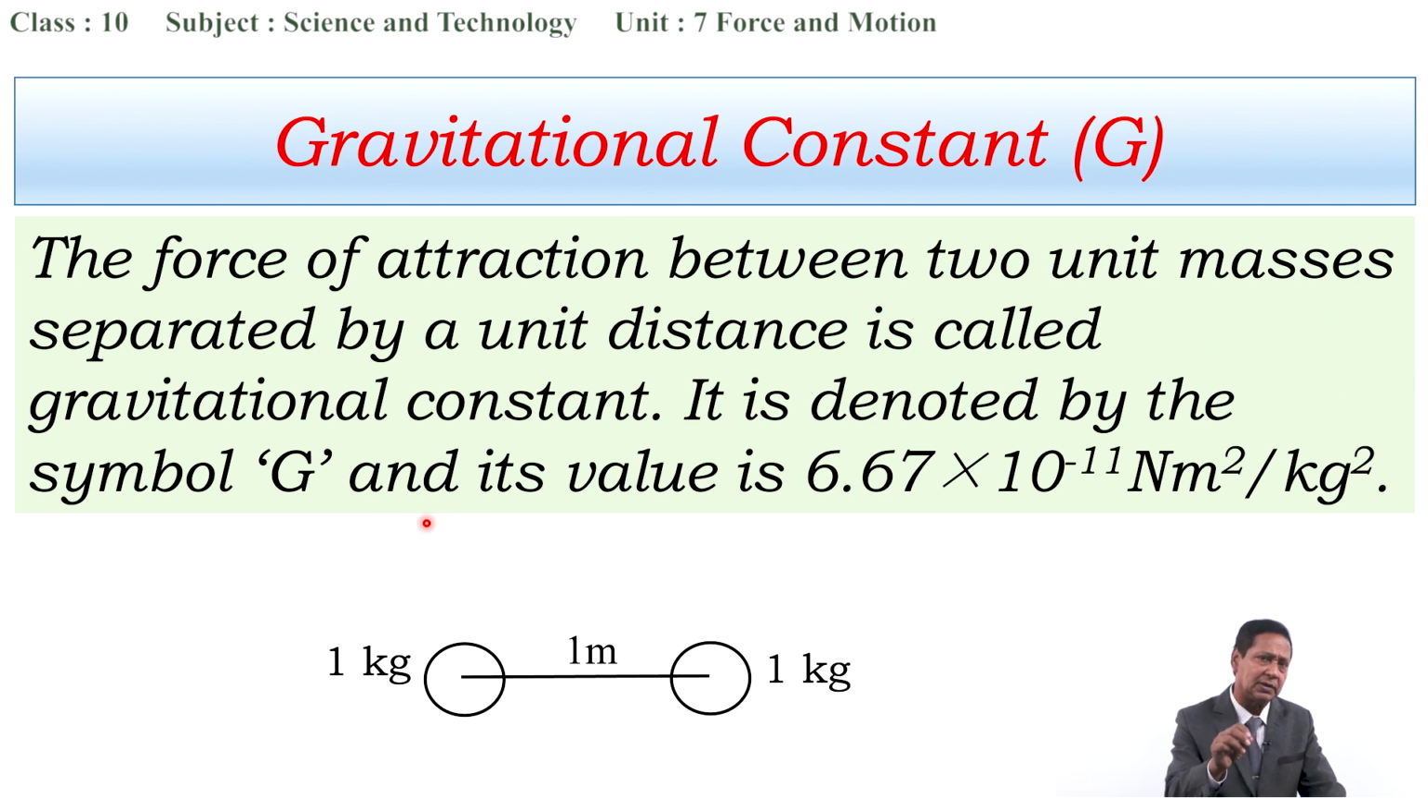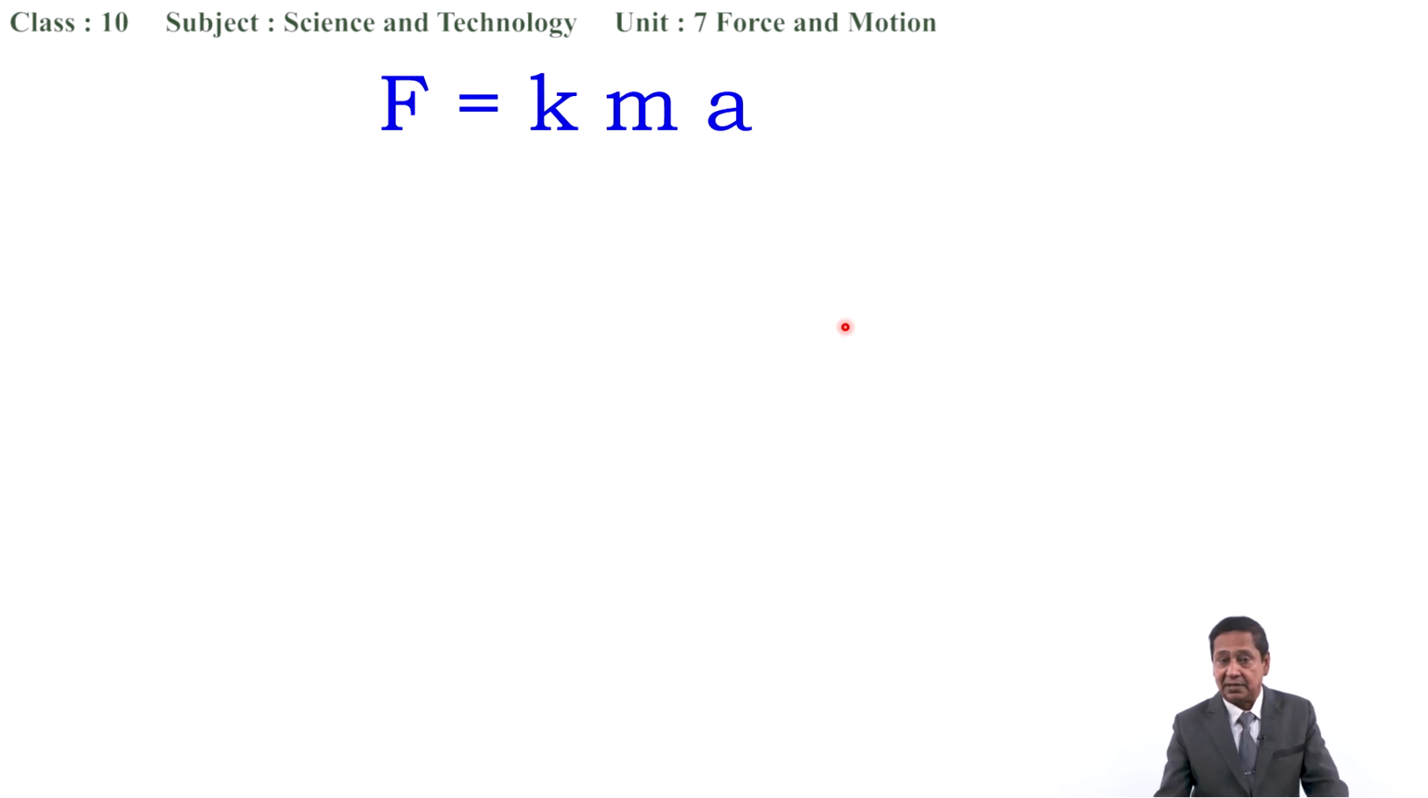Constant, have you heard about this? Yes, it was taught in class 9. If you remember, when we derived F equal to ma with the help of Newton's second law of motion, at that time K came in the derivation. There was F equal to kma, which came in the process, and at that time K was removed. I want to tell you the reason for the removal of K.